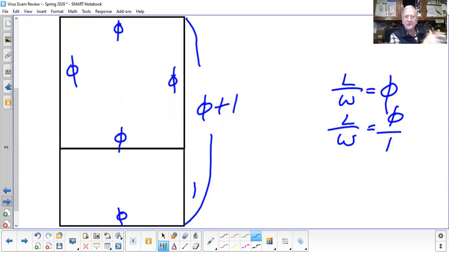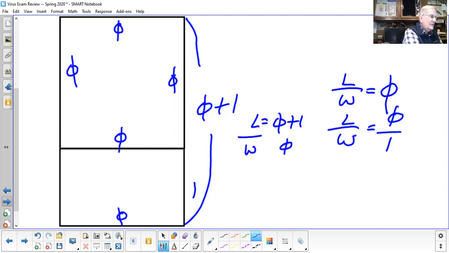What are the dimensions, length and width-wise, on the new figure I have formed? Well, gee, the length is phi plus 1. The width is what? Phi. Length divided by width is supposed to be phi. Is phi plus 1 divided by phi going to give us phi again? Well, let's see if it does.